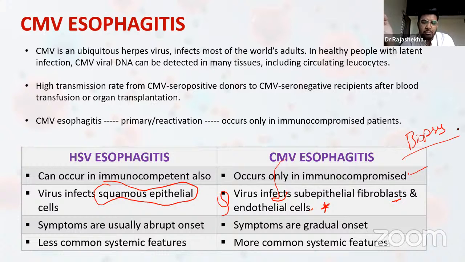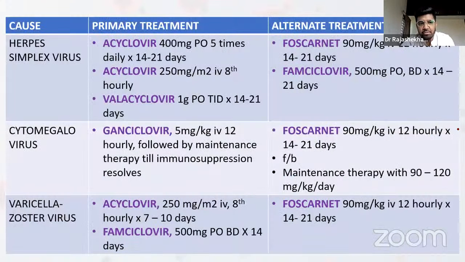So if you don't treat the CMV infection, the patient might have a CMV septicemia, which is very deadly and life-threatening. So if you want to rule out a CMV esophagitis, you need to take a biopsy from a very deeper lesion. And the symptoms are very abrupt onset in case of herpes simplex, whereas in case of CMV, it is the gradual onset. And the systemic features are very, very common in case of CMV esophagitis.